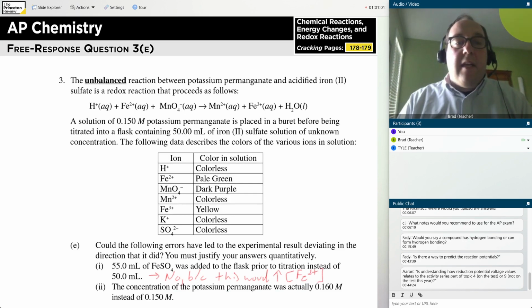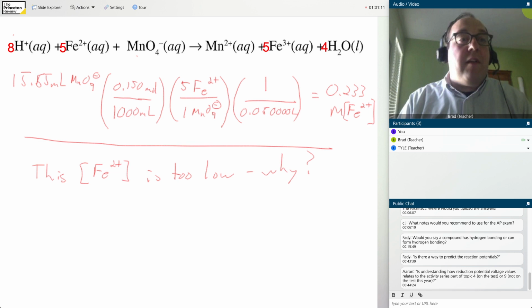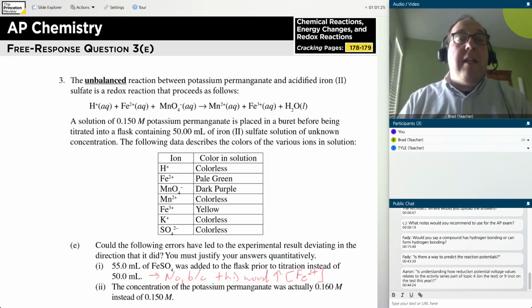The next thing they say is the concentration of potassium permanganate was actually 0.16. They quoted it as 0.15, but in reality, it's 0.16. Let's see how that would affect it. Well, this 0.15 is in our numerator, right? This number apparently should have been a 0.16, which means our numerator is too small. If our numerator is too small, the answer is also going to be too small. So yes, that could explain the direction of the error that we're getting here. So this would explain that, because this would deflate our concentration of iron 2 plus that we calculated.